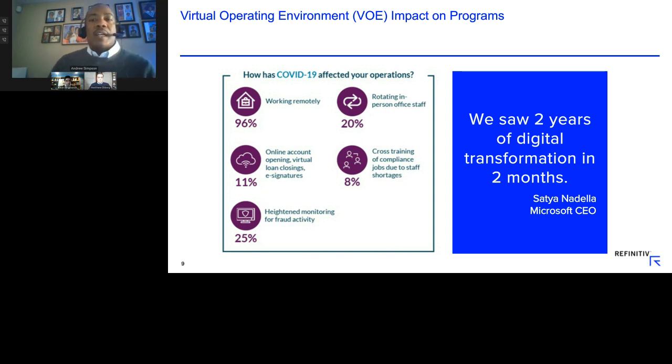So Satya made a comment a few weeks back, and he said what we saw in 2 years of digital transformation, you're now seeing that in the last 2 months. And we're also seeing the same thing where a lot of customers that were quite reluctant to make a lot of big changes and really try to get things to be highly automated.